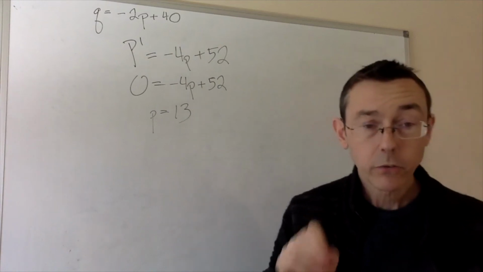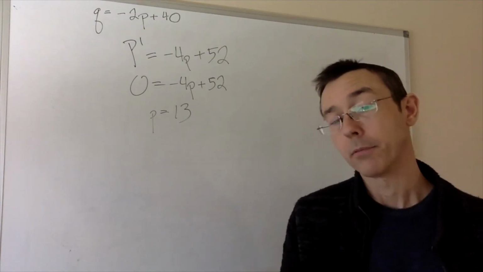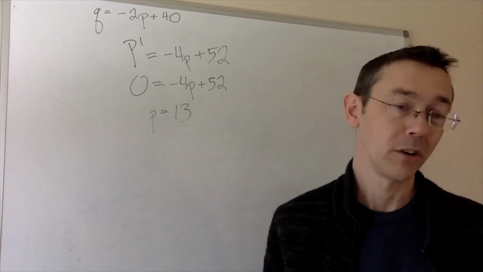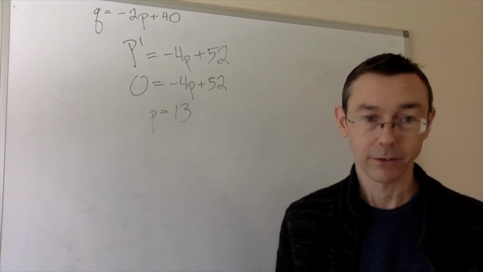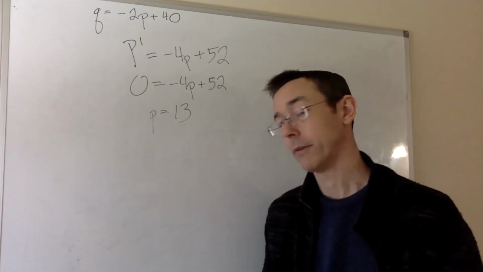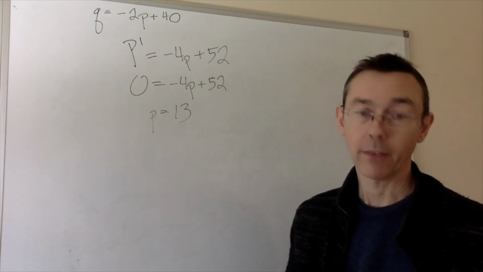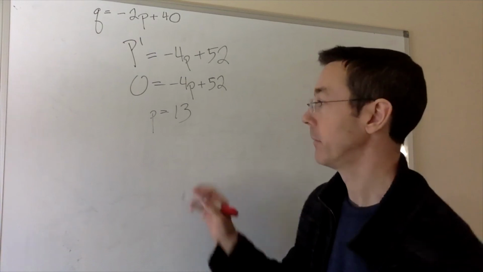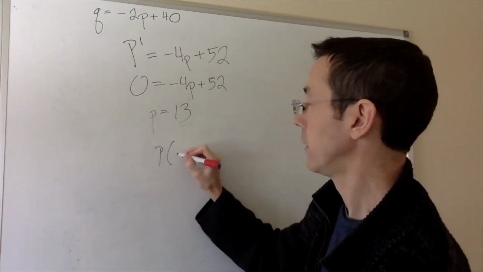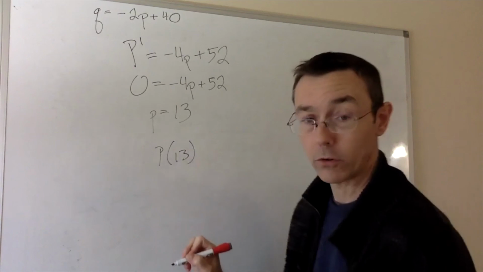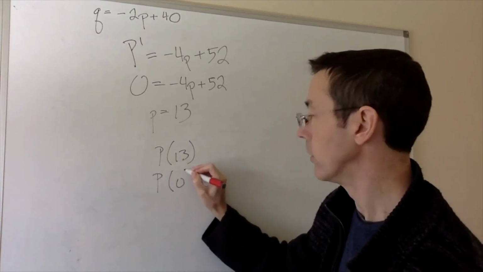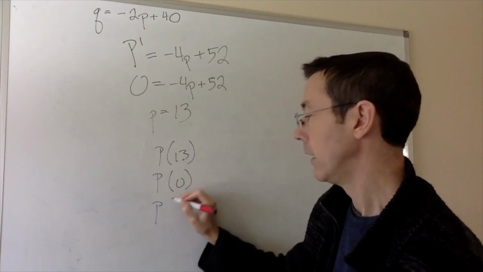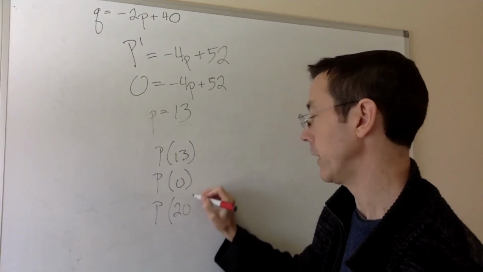You cannot assume that the critical value is an absolute maximum. For all we know at this point, it could be a minimum. Maybe he should really not produce any necklaces at all in order to maximize his profit. We need to manually check that this is in fact a maximum. We need to find the profit when he charges $13 per necklace. We need to compare it to the profit when he charges nothing and the profit when he charges 20.